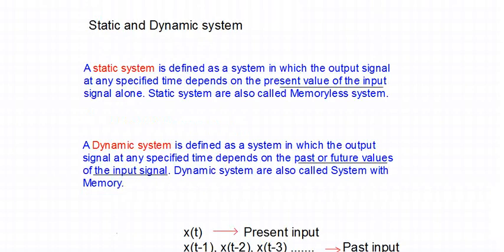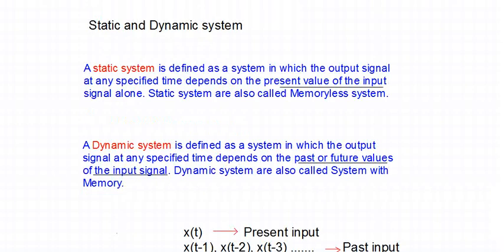Whereas what is a dynamic system? A dynamic system is one in which the output at any specified time depends on the past or future value of the input signal. Right? So in a dynamic system, the output of the system is dependent on past or future values of the input signal. And that's why dynamic systems are also called systems with memory.